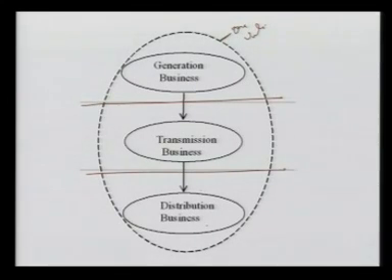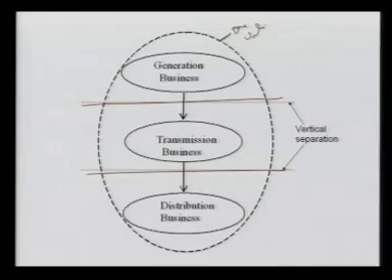That means we cannot introduce the competition. If all the generation is in one company, then it is a monopoly. So we want another cut. We can create several companies of generation itself, so that we can introduce the competition, and this is called vertical cut.